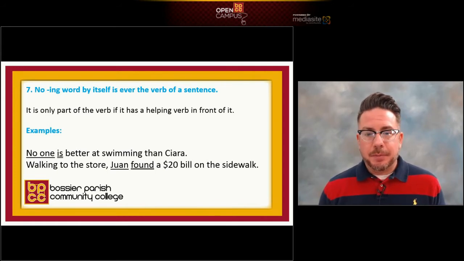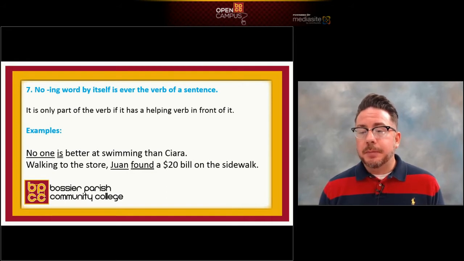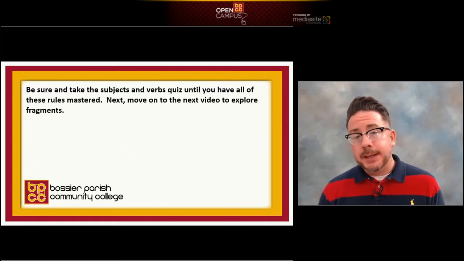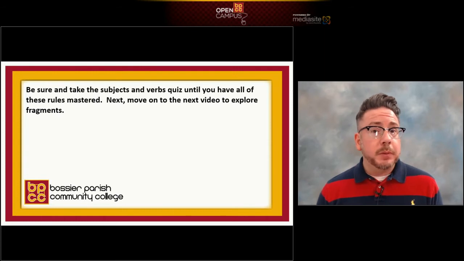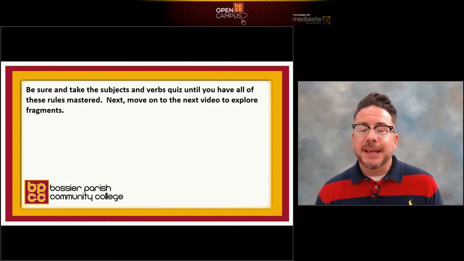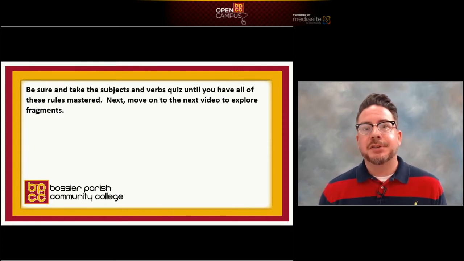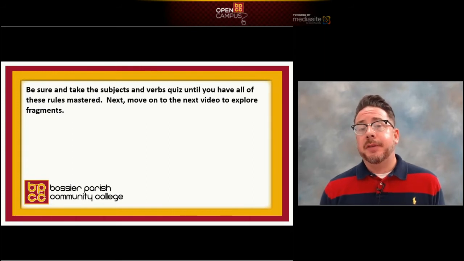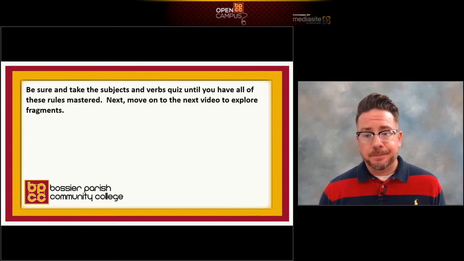Look at the next example. Walking to the store, Juan found a $20 bill on the sidewalk. And so Juan is the subject, found is the verb. Walking, while we would normally consider that a verb, is not a verb in this sentence because there's no helping verb in front of it. So the ing form of the verb can't be the verb.